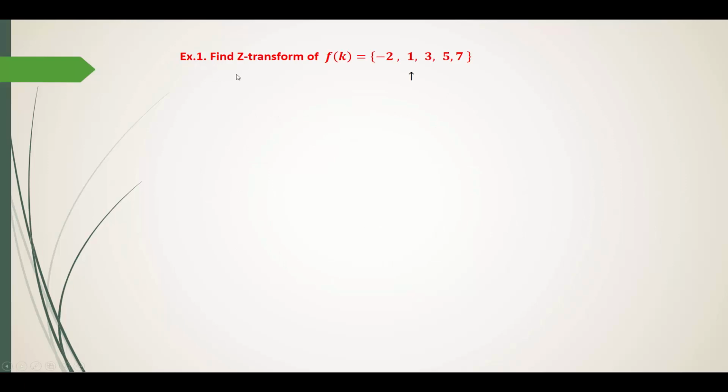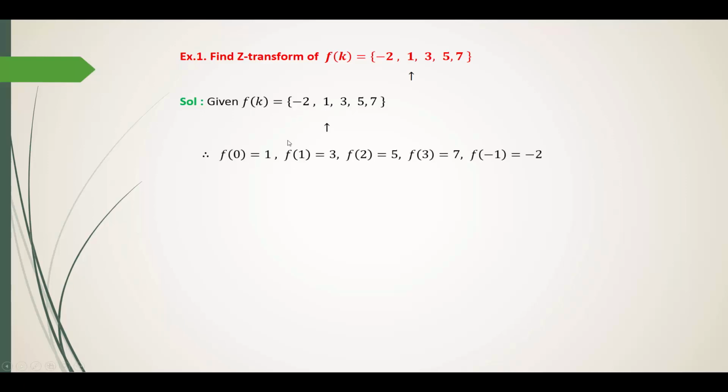Example first, find Z transform of sequence f(k) is equal to minus 2, 1, 3, 5, 7, arrow is here. Solution, given f(k) is minus 2, 1, 3, 5, 7, arrow here, means this is value of function at k equal to 0, means this is f(0). Therefore f(0) is 1, f(1) is 3, f(2) is 5, f(3) is 7, and f(-1) is minus 2. Then find Z transform of sequence f(k).